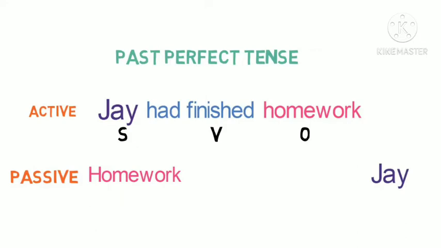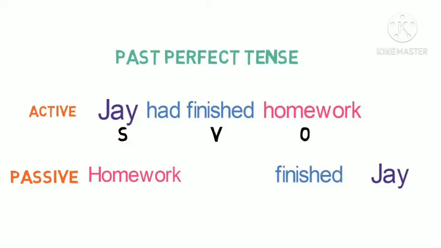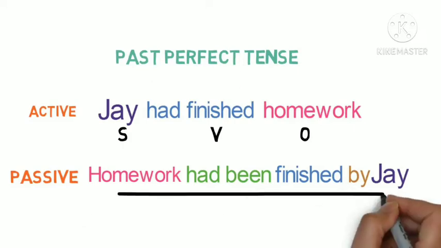Then finished, same V3 form finished. Then had finished will change like this, had been. Then add by, preposition by before Jai. So the sentence will change like this, homework had been finished by Jai.